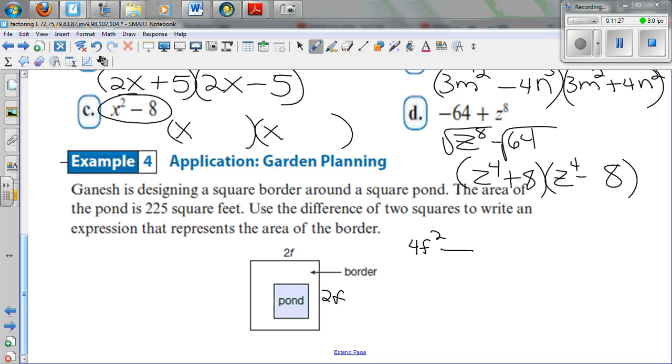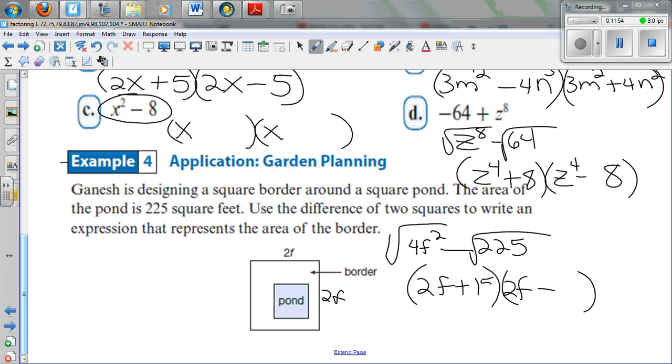And we're going to subtract from that the area of the pond so we can figure out how big the border is here. So the 4f squared is the area of the whole piece. And so we're going to minus the area of the pond, which is 225 square feet. And so is 4f squared a perfect square? Yes, that's 2f. And this is going to be plus and minus since it's the difference of squares. Square root of 225 is 15. And so we have 2f plus 15 and 2f minus 15.